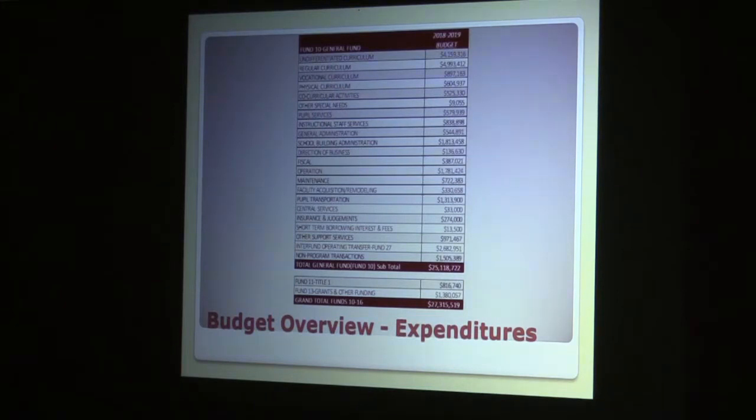Under school building administration, and you might get questions from the general public, that's essentially what we code to the Office of the Principal. There's a lot of stuff that gets coded to the Office of the Principal. Everything from field trips to copy machines to special projects that the principals may be doing and all of their staff and their administrative teams. So to that end, we've added an assistant principal at the high school. So that's going to be a little bit of an increase.